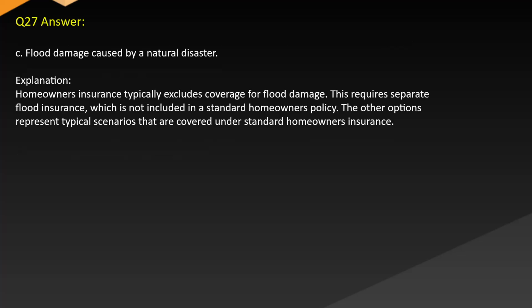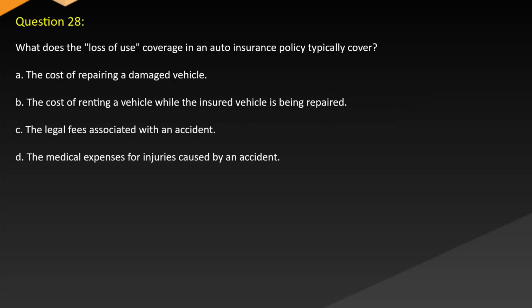Answer C. Flood damage caused by a natural disaster. Explanation. Homeowners insurance typically excludes coverage for flood damage. This requires separate flood insurance, which is not included in a standard homeowners policy. The other options represent typical scenarios that are covered under standard homeowners insurance. Question 28. What does the loss of use coverage in an auto insurance policy typically cover?